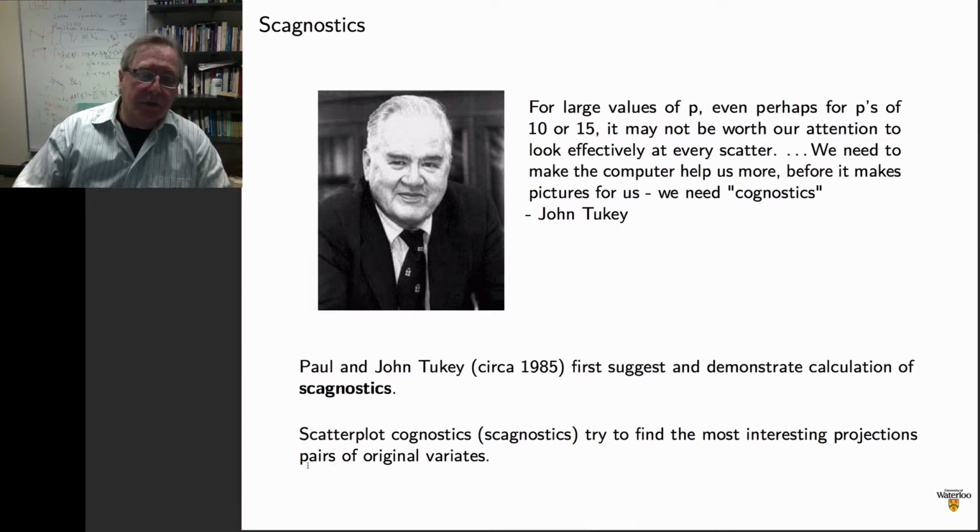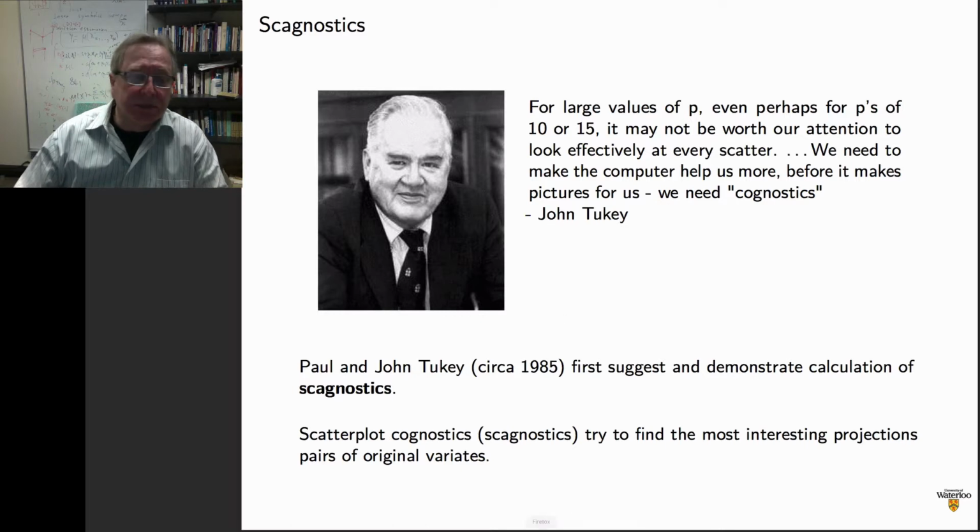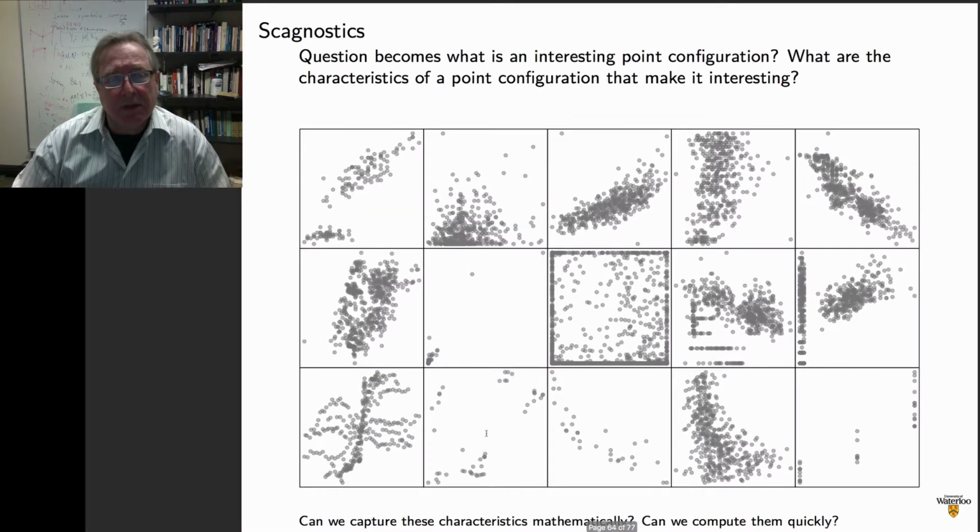John and Paul Tukey first suggested doing this for looking at scatterplots. So finding interesting scatterplots, doing a search over all possible pairs of scatterplots and finding the most interesting pairs. They call this scagnostics, for scatterplot cognostics, or sometimes scatterplot diagnostics. But we're looking for some method of deciding what are the interesting pairs of variates to look at, and could you show us only the most interesting? So the question, of course, becomes what is interesting?